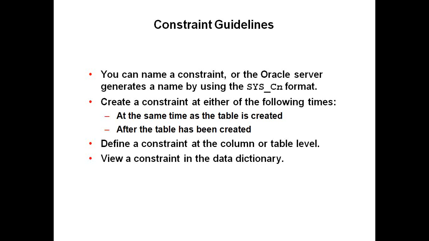Suppose during table creation you are not sure which column will have which constraint, then you can decide to add those constraints at a later point of time. So that is possible. And you can also define the constraint at column level or at the table level. In the next slide I will show you an example of the difference between specifying a constraint at a column level or at a table level. And of course we can view the constraint information from some data dictionary tables, so we will discuss that later.